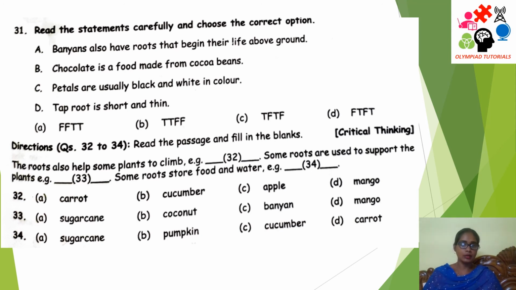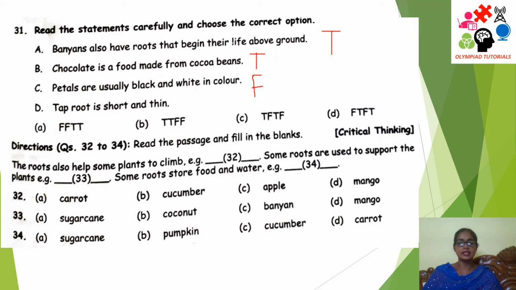So here banyan roots have roots that begin their life above the ground. Yes, they have hanging roots. So here this will be true. Chocolate is made from cocoa beans. This is also true. Petals are black and white in color. So this is false. Petals are not black and white. They are very colorful. And for different flowers, you have different colors.